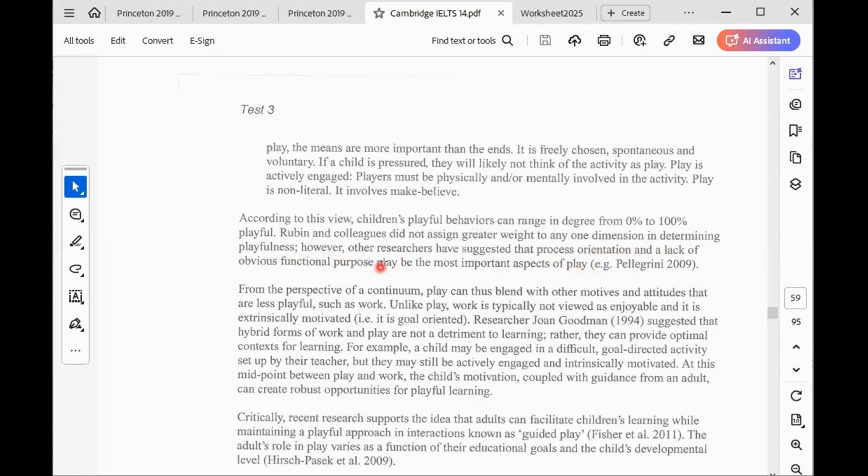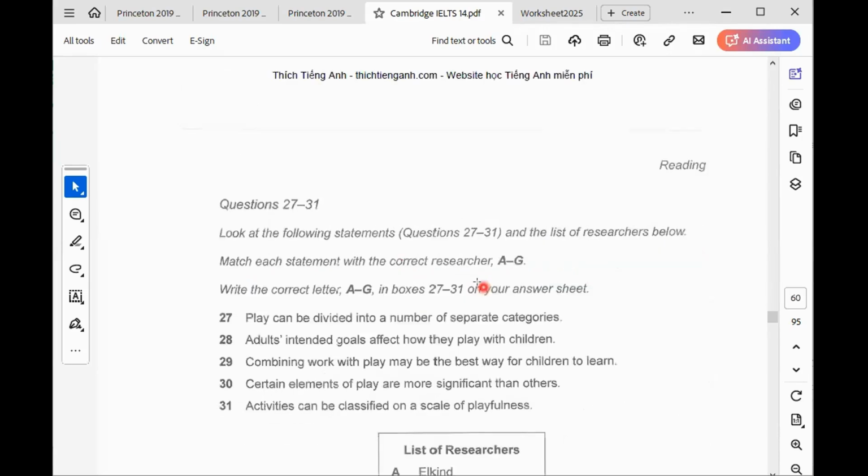Lack of functional purpose is the most important aspect of play. Where is it? Activities will be classified. Certain elements of play are more significant than others. Combining work with play may be the best way for children to learn. Adults' intended goals affect how they play with children.